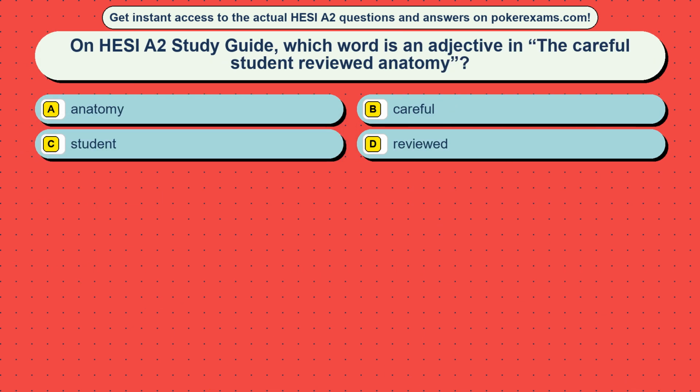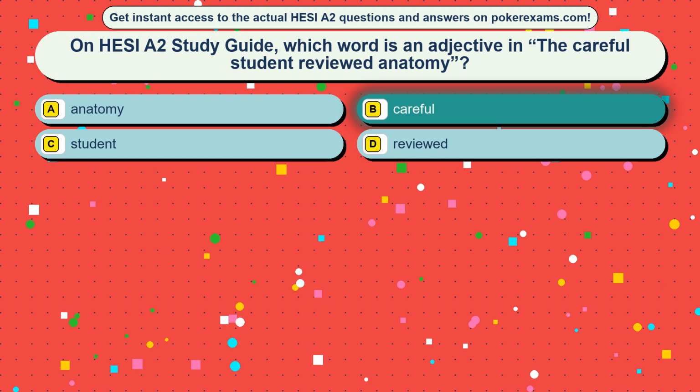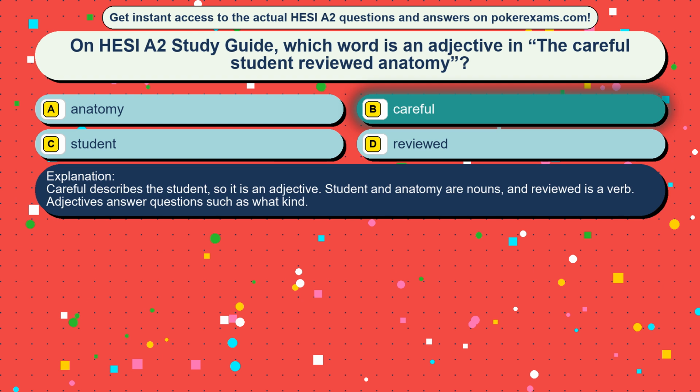Question 24. On HESI A2 Study Guide, which word is an adjective in the careful student reviewed anatomy? Option A, anatomy. Option B, careful. Option C, student. Option D, reviewed. The correct answer is option B, careful. Careful describes the student, so it is an adjective. Student and anatomy are nouns, and reviewed is a verb. Adjectives answer questions such as what kind.